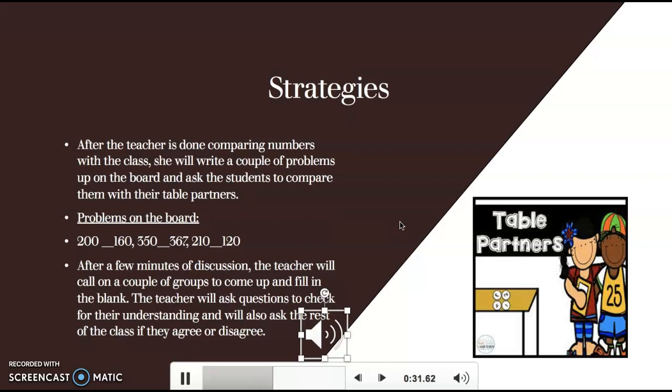After a few minutes of discussion, the teacher will call on a couple groups to come up and fill in the blanks. The teacher will ask questions to check for their understanding, and this will also serve as checking for the understanding of the rest of the students who are sitting down listening to their classmates present. The teacher will ask everyone else if they agree or disagree. This is a great way to check for understanding and allow the students to give their input about the strategies they used to solve the problems that were given to them as a form of assessment.